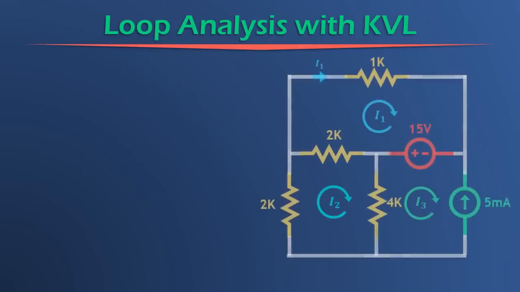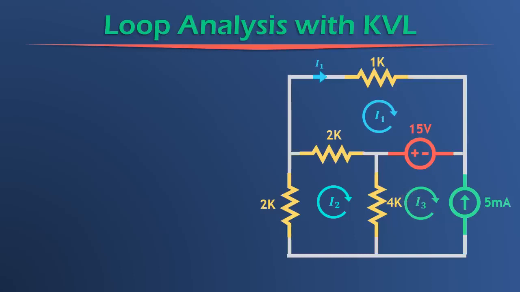Alright, so let's work on this circuit using loop analysis. We're asked to find the current I1 through this 1K resistor. And we're going to set up 3 different loop currents because we have 3 independent loops in this circuit. So we're going to set up an I1, an I2, and an I3 loop.